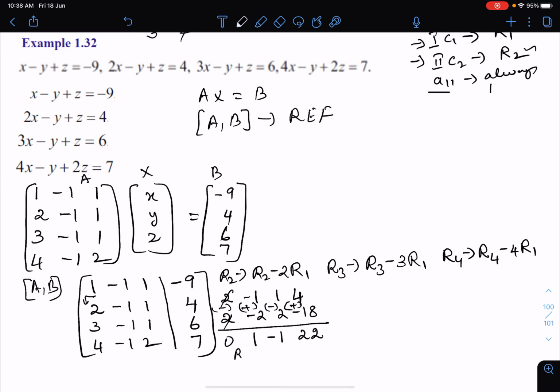Now, write your row 3. This is row 2, this is row 3, this is row 4. You can write like this; it will make your sums easy because you will not go wrong when you take and write the row. Nothing wrong in writing anything which helps you in easy calculation. Now our row 3: 3, minus 1, 1 and 6. 3 into R1: 3, minus 3, 3 and minus 27.